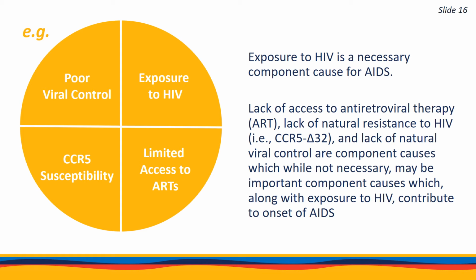As you can see on slide 16, the lack of access to antiretroviral therapy might allow the development of AIDS once you've been exposed to HIV. Lack of natural resistance to HIV would lead to the development of AIDS. Lack of natural viral control would lead to the development of AIDS. And in each of those cases, if you had a natural resistance to HIV, or if you had really good viral control, what we call long-term non-progressors, or if you had access to antiretroviral therapy, then HIV would never develop into AIDS.